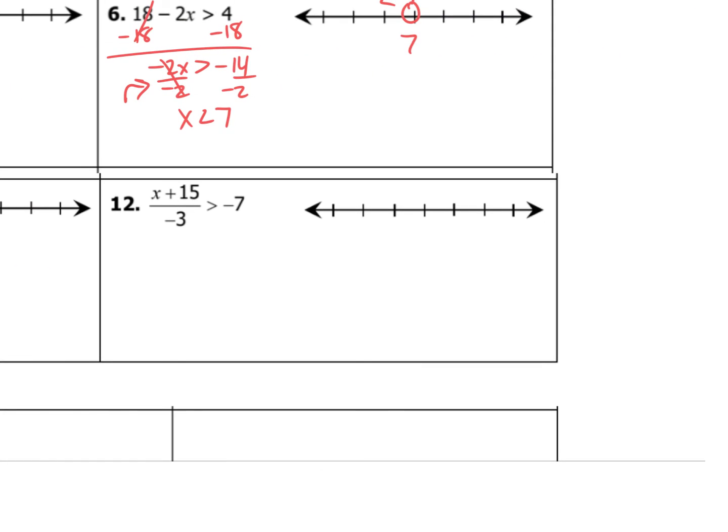12, ooh, gotta multiply by -3, very first thing. So I get x plus 15 is less than 21 because we multiplied by a negative right here. All right, now subtract 15. X is less than 6. So 6 goes in the middle, open dot, shade left. All right, next page.